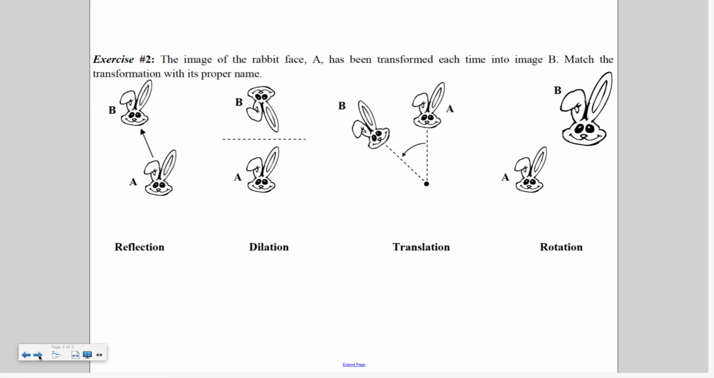So here it is. Here's exercise 2. Make sure you do this one. All we have to do here is match. Which is a reflection, which is a dilation, which is a translation, which is a rotation. For example, if I think that this image is a reflection, then I would match those two. So at home, I want you to match here, and we will continue this.